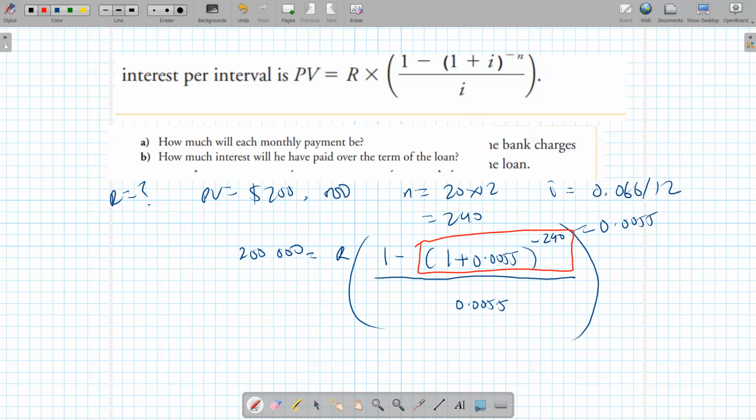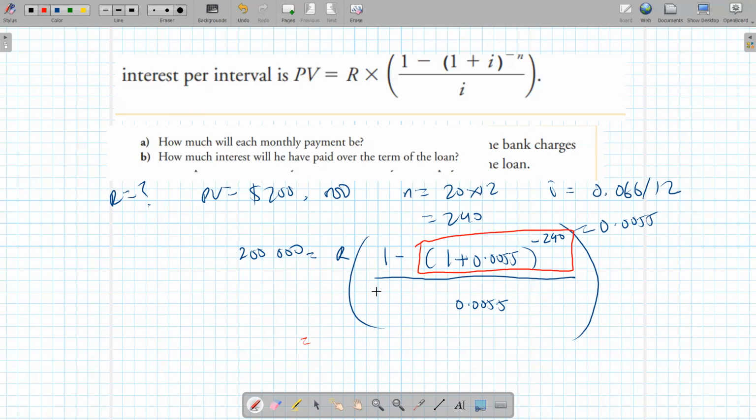1 plus 0.0055 to the power of negative 240. Okay, whatever you got, do 1 minus that. Yeah, you do 1 minus 0 point whatever you got. Now I got like negative 0.73. Should you get a negative number? I don't think so. All right, let me try.